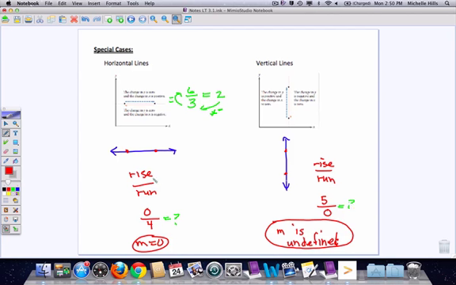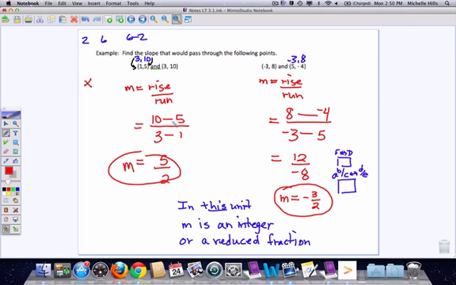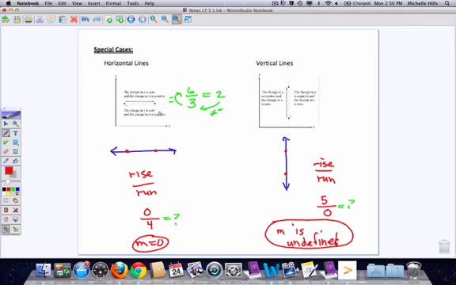So make sure that if you see these special cases, you simplify the calculations. You do the same calculations you see here, but when you simplify them and get something like this, make sure you give this final answer for your slope.